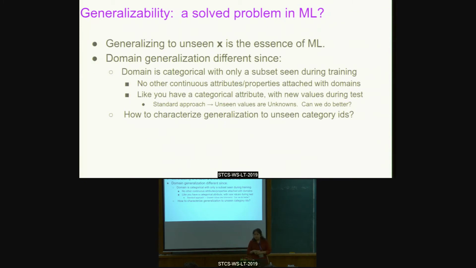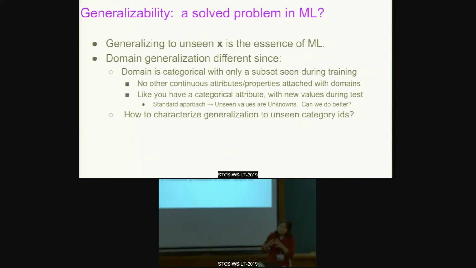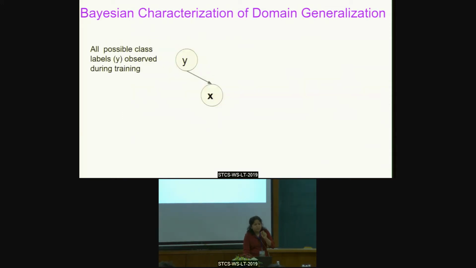Okay? So that is categorical, means these are incomparable discrete values, like say color or profession, education, such kinds of values. So is it even possible to come up with a notion of domain generalization? We were struggling with this problem for a long time until we looked at this from a Bayesian perspective, and then we started getting some handle on what does it even mean to generalize to new domains. So this is our Bayesian characterization of domain generalization.